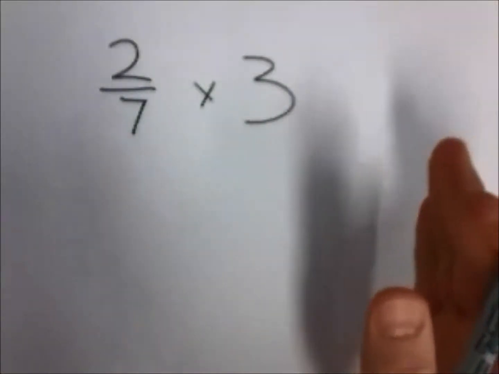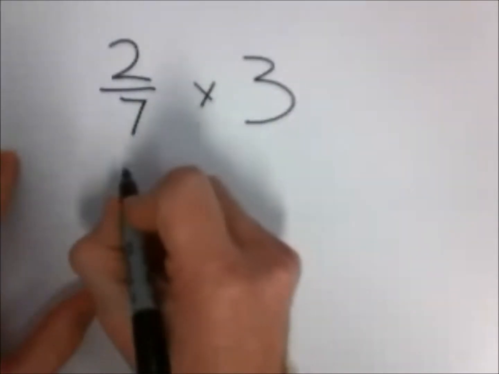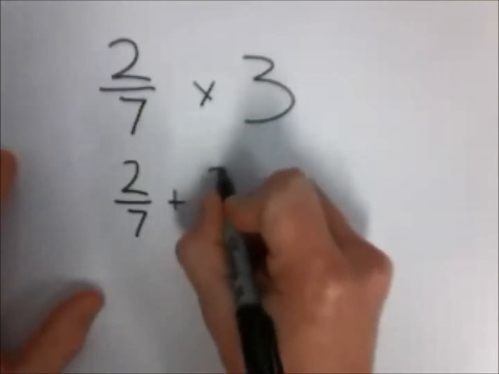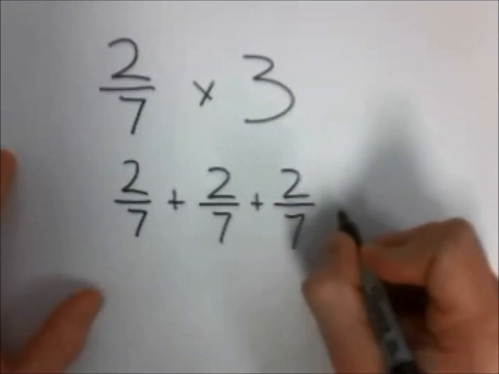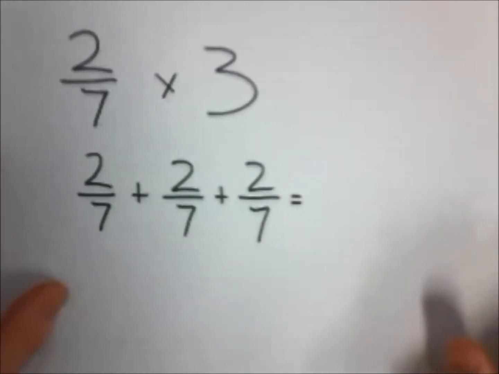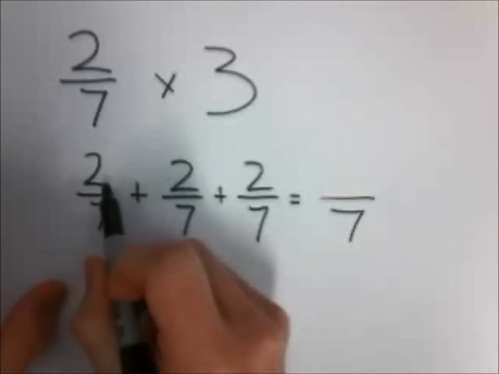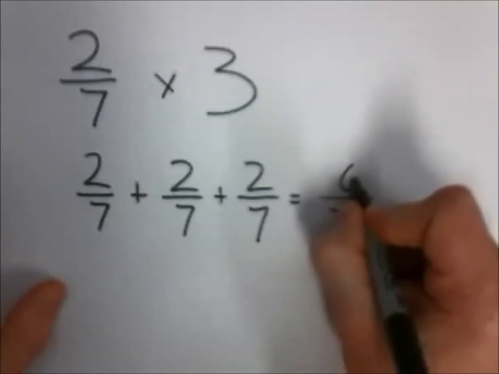Before we multiply, we have to look at this in a different way. 2/7 times 3, in addition, is the same as 2/7 plus 2/7 plus 2/7. And when you add fractions, you keep the same denominator. In this case, it would be 7, and you add your numerators. So we would have 2 plus 2 plus 2, which would give you 6.